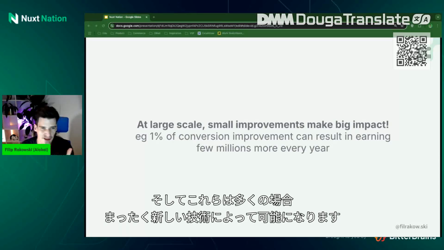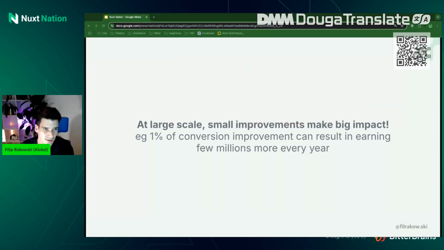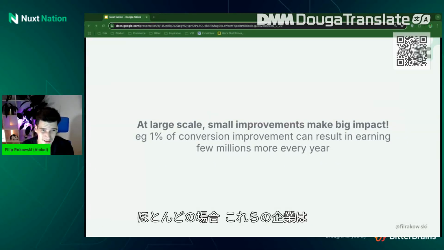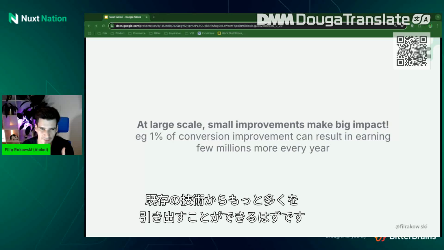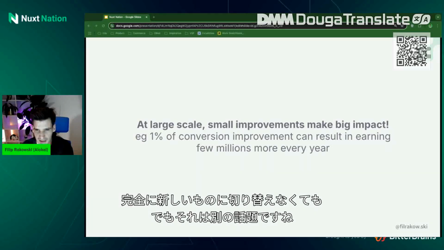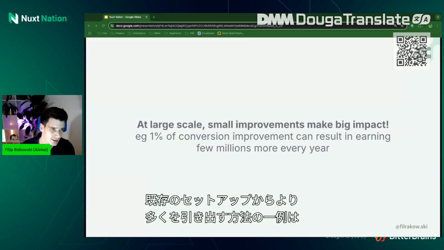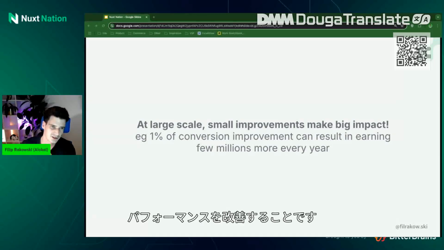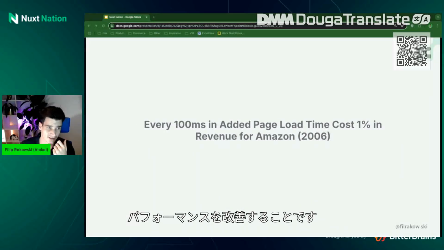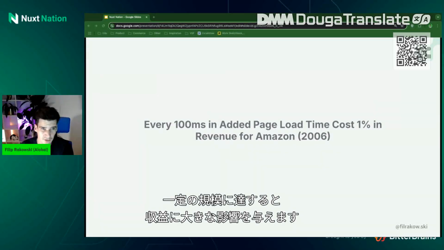And these things are often enabled by a completely new technology. To be completely honest, in most cases, these companies could probably squeeze much more from their existing technology without switching to something completely new, but that's a different topic. One example of how you could squeeze more from your existing setup is by improving performance. It has a huge impact on your revenue when you reach a certain scale.